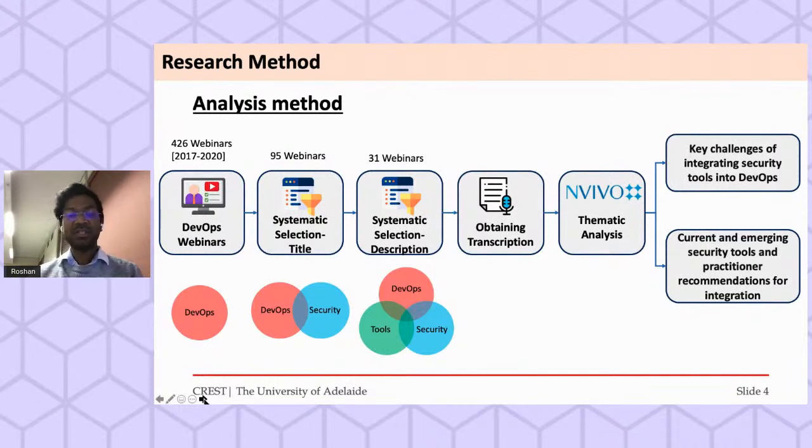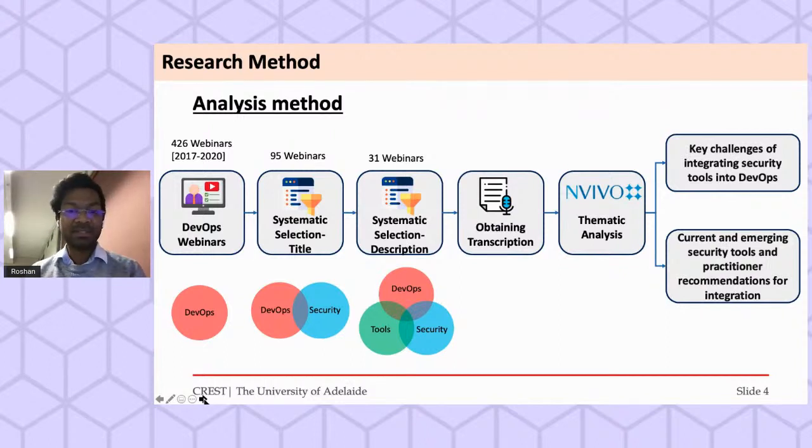In the next stage, we used the description of each webinar to select the webinars which have a specific tool focus. In our study, we selected 31 webinars, in the intersection of DevOps, security, and security tools. After this selection, we obtained the transcriptions using a Python API. Then we imported these transcriptions into NVivo, a qualitative data analysis software, and did thematic analysis.